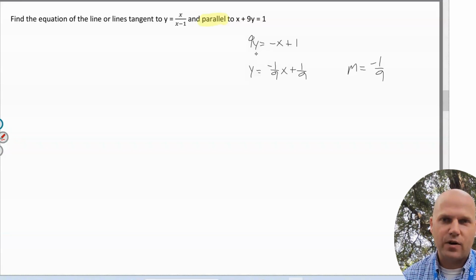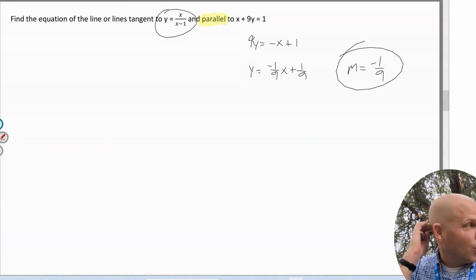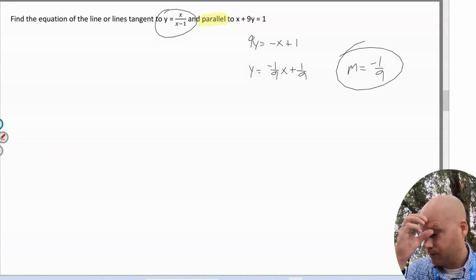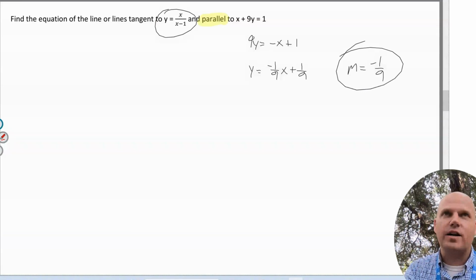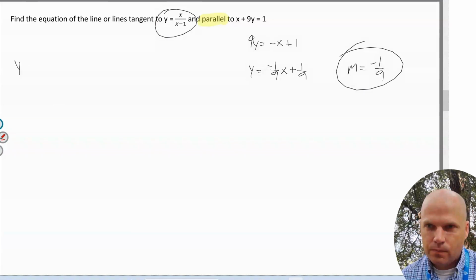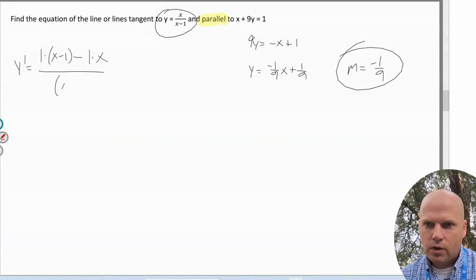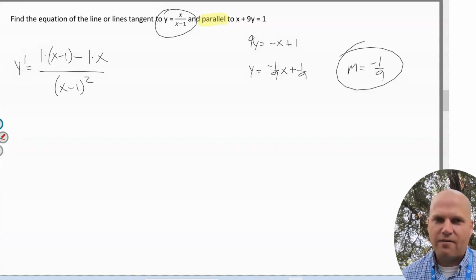I'm going to try to figure out, when does this guy have an m that is negative 1/9? Okay, well, let's get the slope equation, set it equal to negative 1/9 to find the x values. So slope of the top times the bottom minus slope of the bottom times the top, all over the bottom squared. Do we have to simplify?